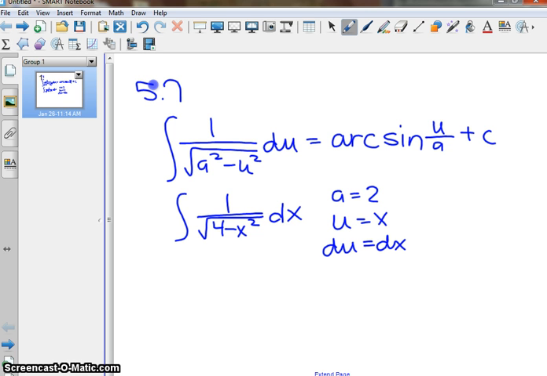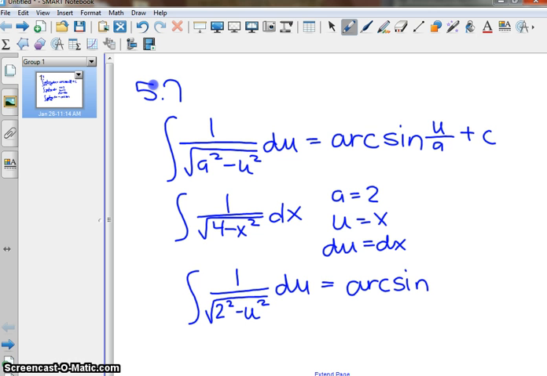du is equal to dx. So when I do my substitutions, I have 1 over the square root of my a squared, or 2 squared, minus u squared du. That is the formula for arc sine. So now I can just put equals arc sine of u, which is x, over my a value, which is 2.